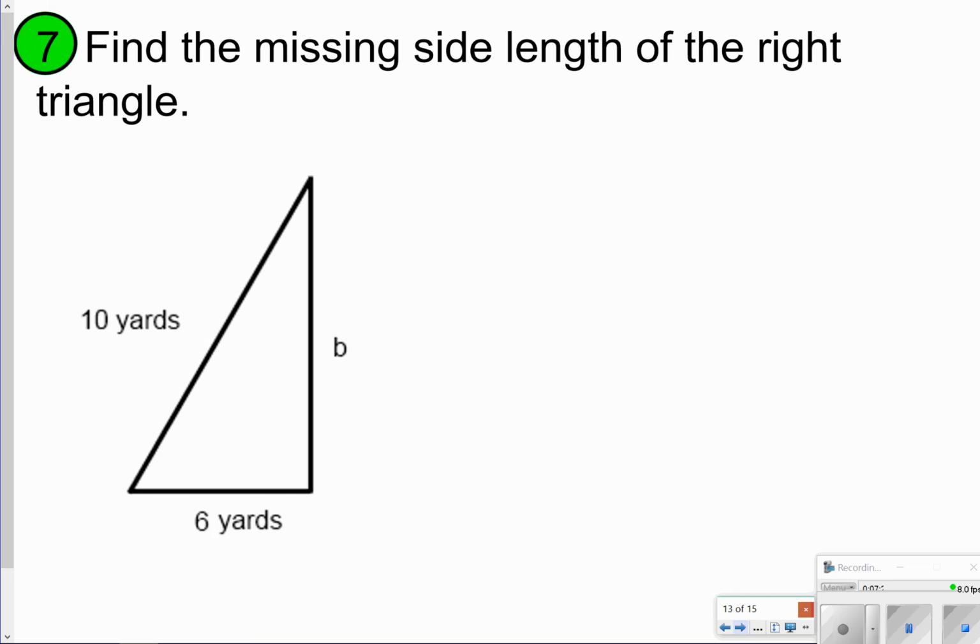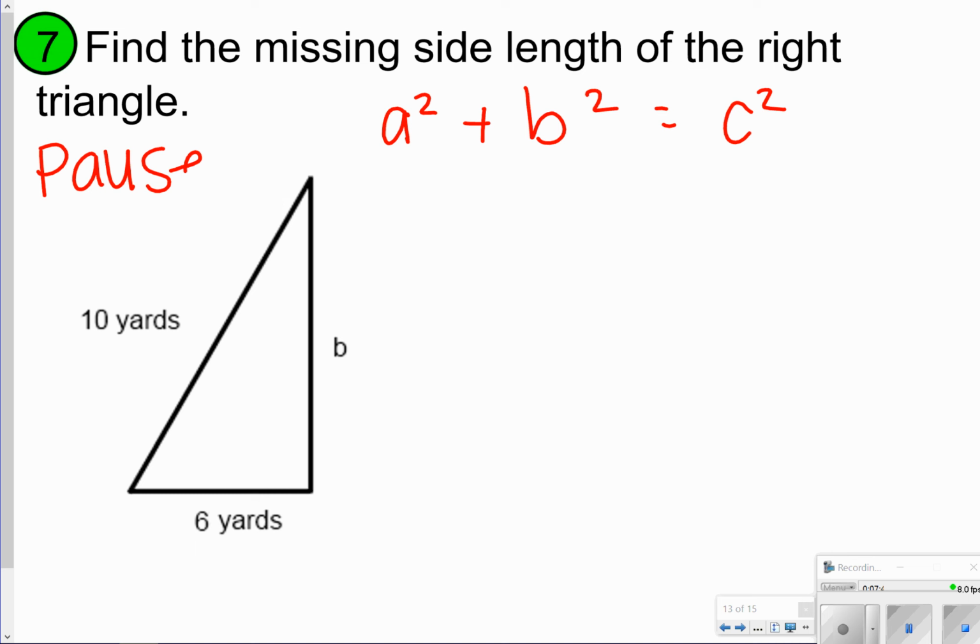The last one, number 7, you're solving for B this time. Again, I would start off by writing your Pythagorean theorem, filling in what you know, and then solving for the missing piece. Let's go ahead and pause the video now so you can try 7 on your own, and once you're done, click play.